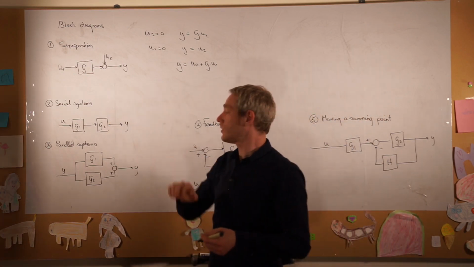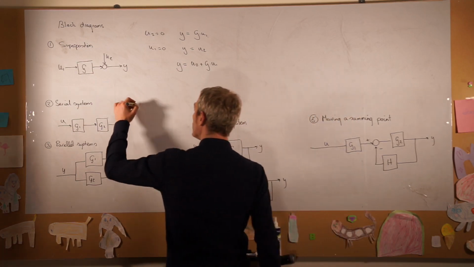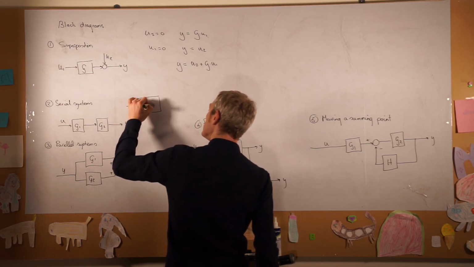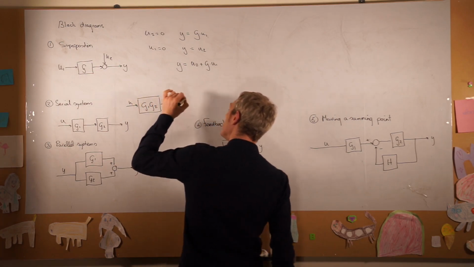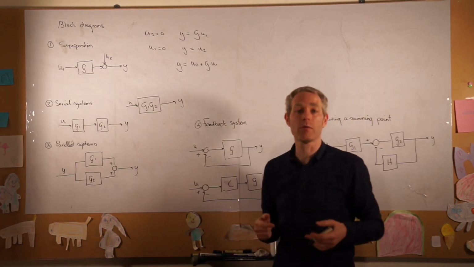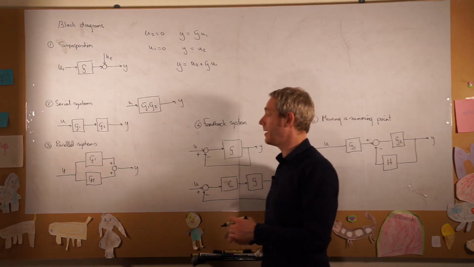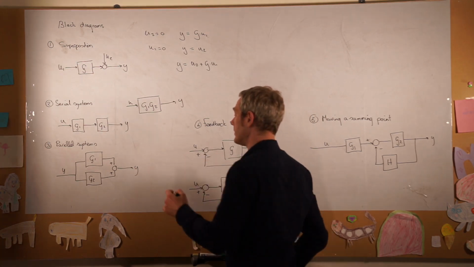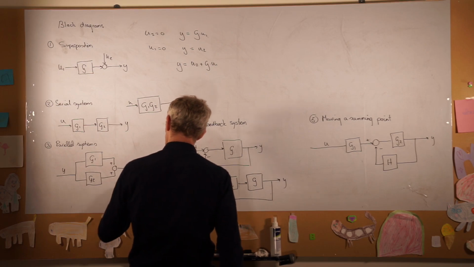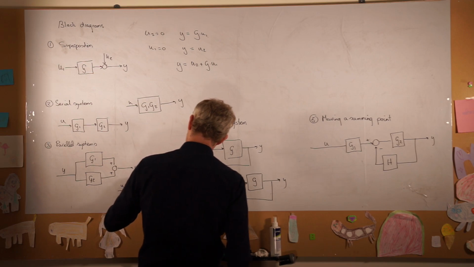If we have serial systems, the equivalent system for determining the output from our U is simply the multiplication of these two systems. So we can reduce these two blocks into a single block where we multiply the two transfer functions in the Laplace domain. If we have parallel systems, we have an addition of the two systems, so G1 plus G2 gives our output.